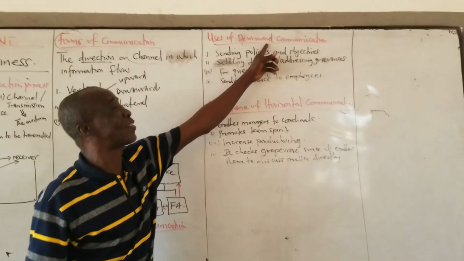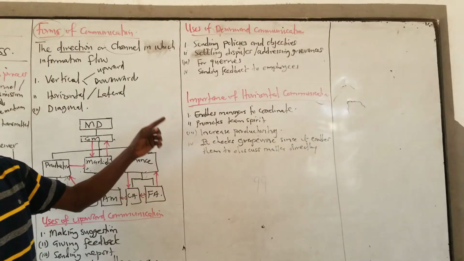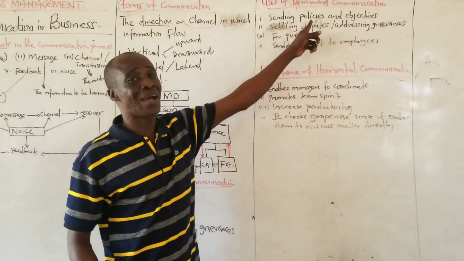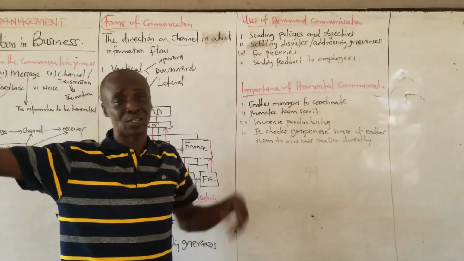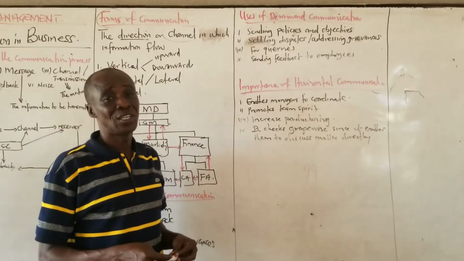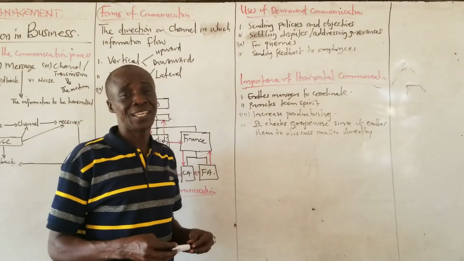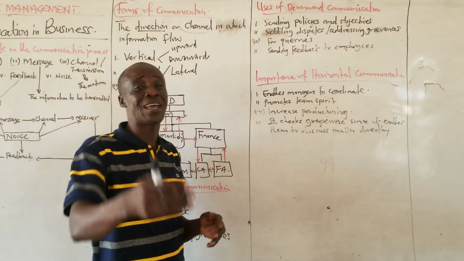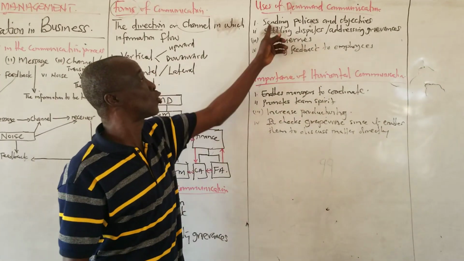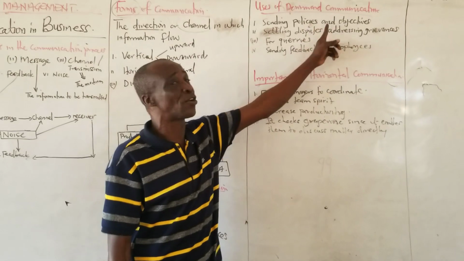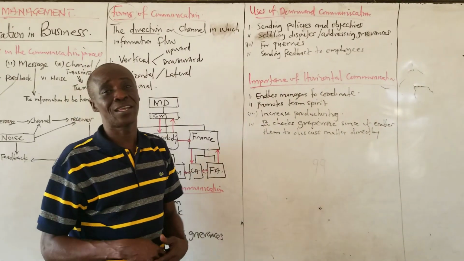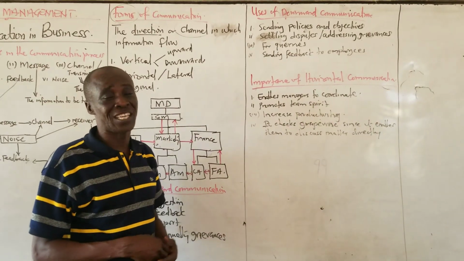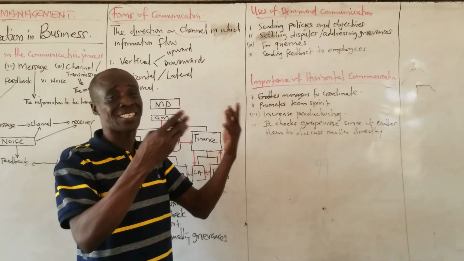Now, what are the uses of downward communication? Very simple. Remember that it is moving from top to down. Remember the top level management that you studied in school. What they do is formulate policies. They give the overall objectives of the organization. And when you are giving the workers those policies, it is used in sending policies and objectives to the subordinates.